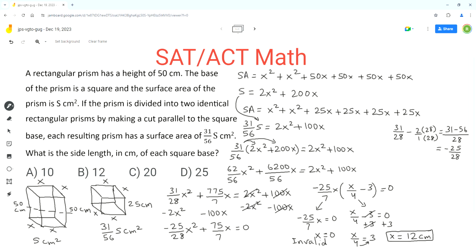So the answer should be option B. So this should be the final answer for this problem. So these are the steps you have to keep in mind to solve a problem like this one.